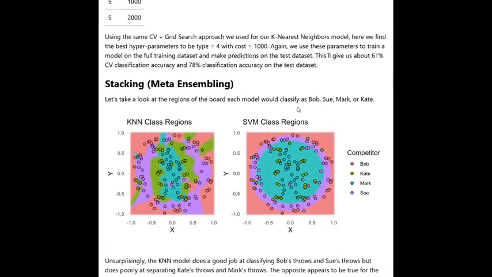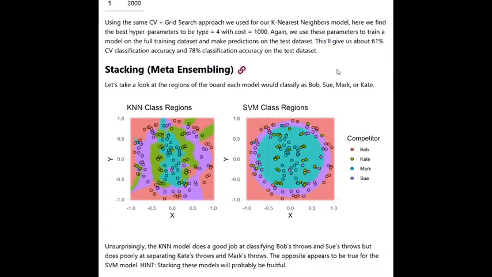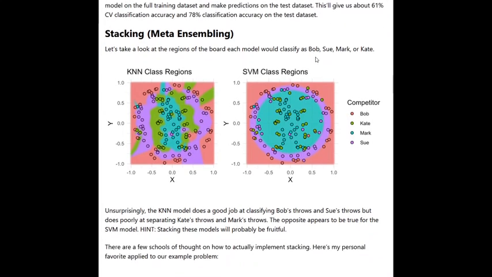Again, these parameters are used to train a model on the full training dataset and make predictions on the test dataset. This will give us about 61% CV classification accuracy and 78% classification accuracy on the test data.